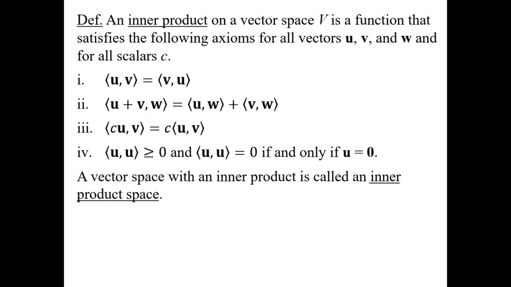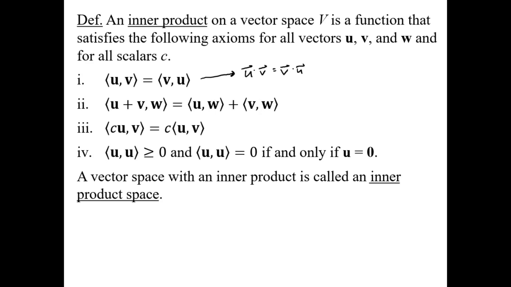So an inner product on a vector space V is a function that satisfies the following axioms for all vectors u, v, and w, and for all scalars c. The notation for the inner product is going to be these little pointed brackets. And just for comparison, this first property, the inner product of u and v is the same as the inner product of v and u. This would be like saying that u dot v is equal to v dot u. And of course, that's true. That's one of the properties.